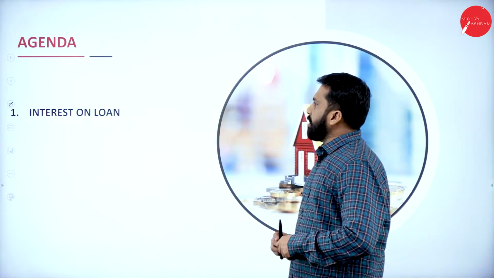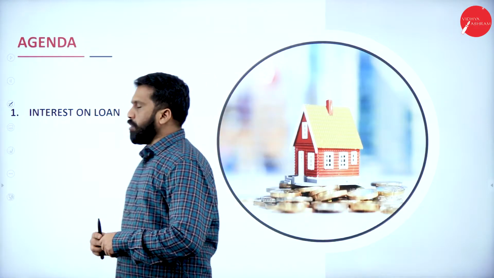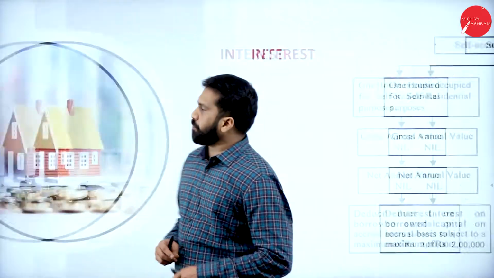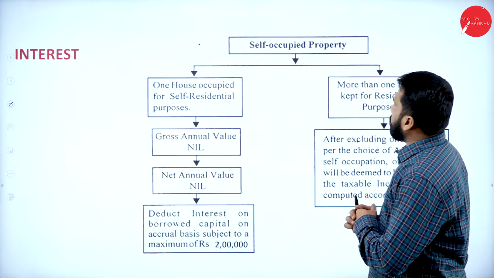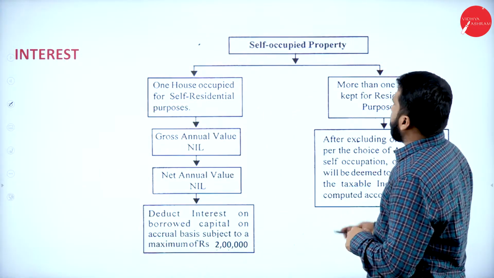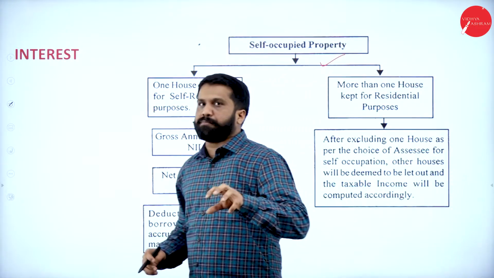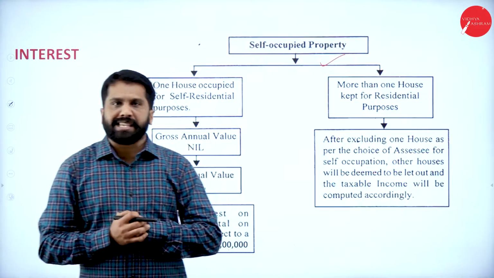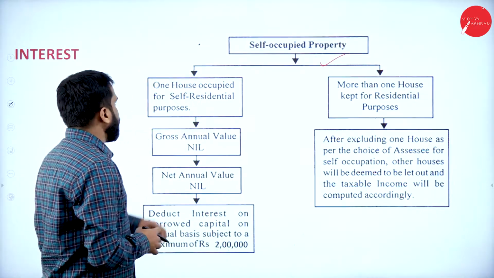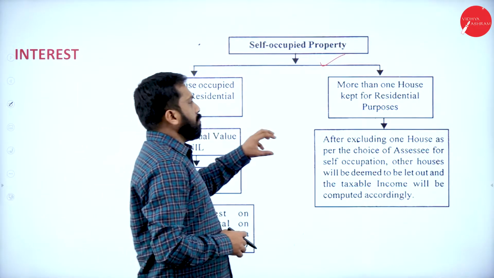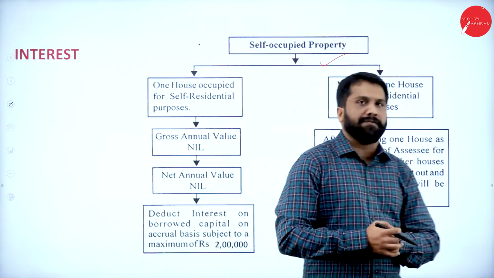So the agenda is very simple. We will work out only the concept called interest part. In this, first we'll discuss the self-occupied property. What about self-occupied property? Like one house occupied for self-residence purpose, or more than one house kept for self-residence.